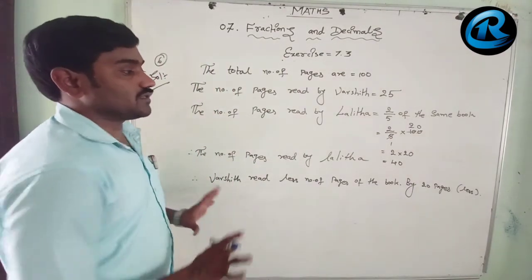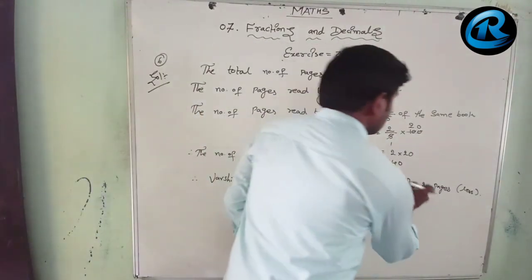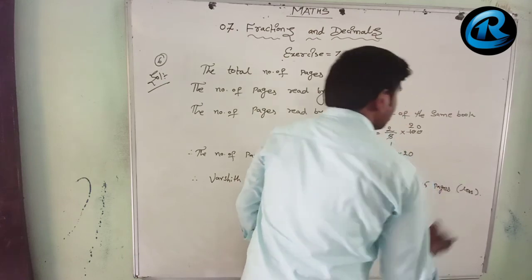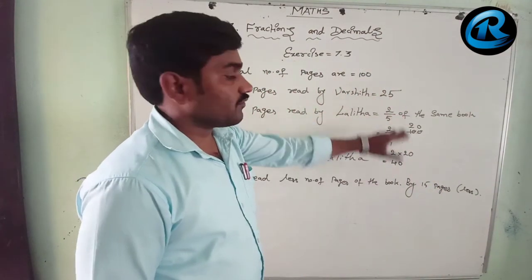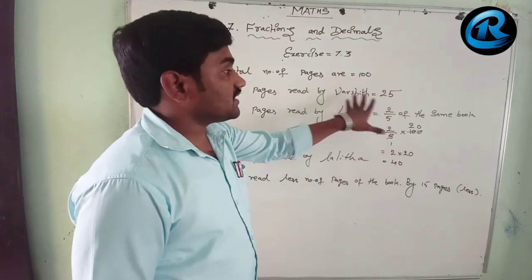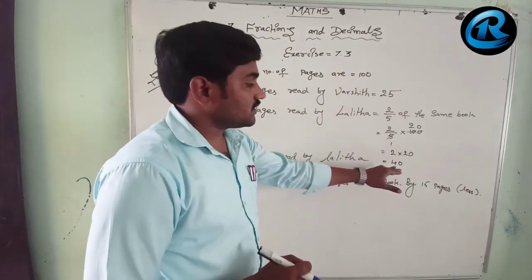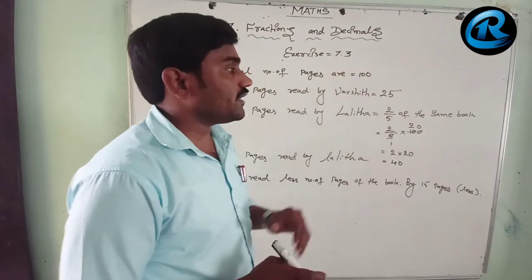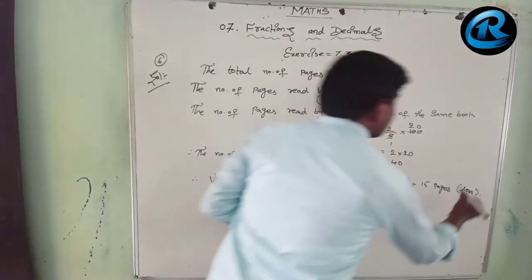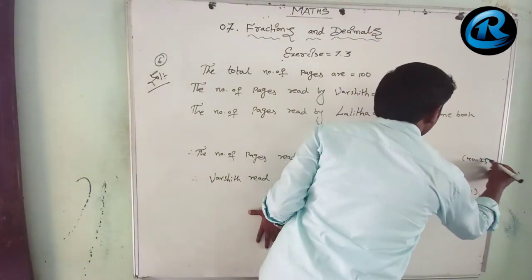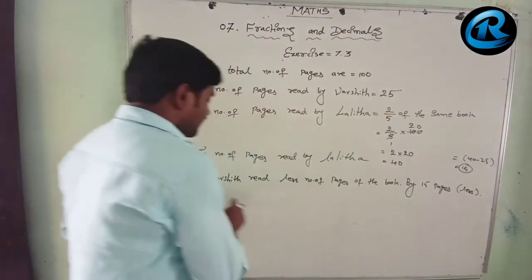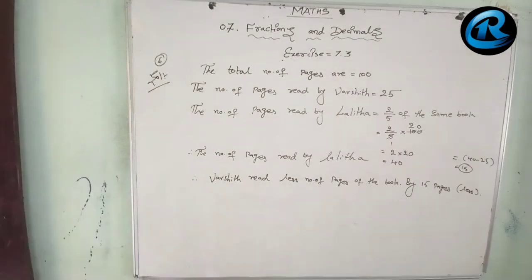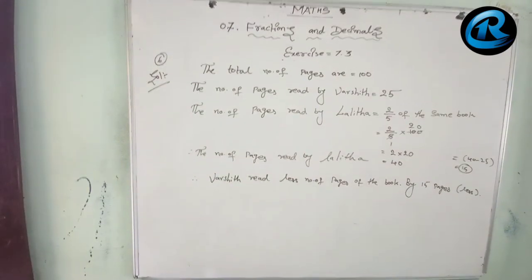అంటే 20 pages తక్కువ చదివింది. ఈమె 15 pages. By 15 pages less. ఎంత ఈమె 40 చదివింది. ఈమె 25. 40, 25. That means Varshit read 15 pages less. She read 40 pages. He read only 25 pages. Here 40 minus 25 is nothing but 15 pages. So this 15 pages he read less. Varshit అనేది తక్కువగా చదివాడు. Okay.